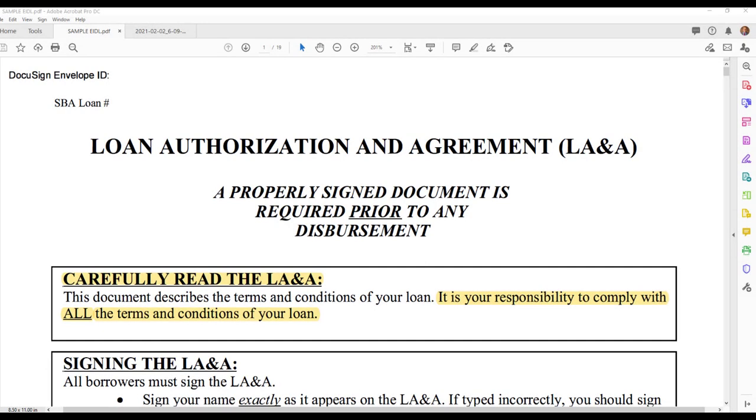Here is an EIDL loan agreement from one of my clients. We've stripped all of their information to protect their identity, but I wanted you to see the actual agreement and not a sample. What you will notice right away in big letters is that you must carefully read this entire agreement. And right below that is that you must comply with all of the terms and conditions of this agreement. The only way you can comply with all is if you know all of the terms and conditions, and you need to understand them. So read the entire agreement. Anything that you don't understand, that you're confused on, get legal counsel to help you understand.